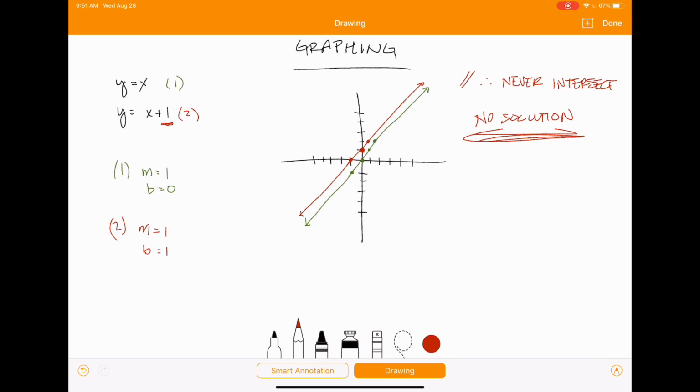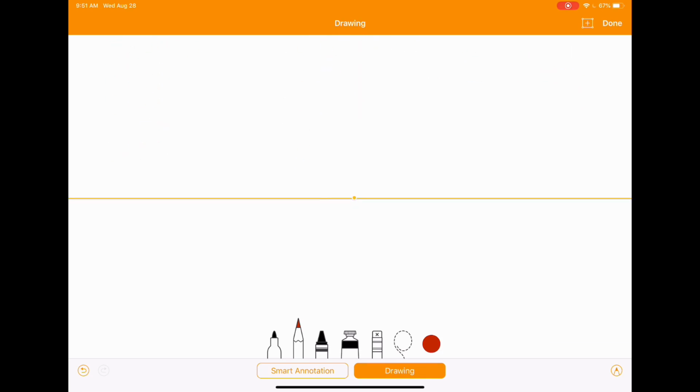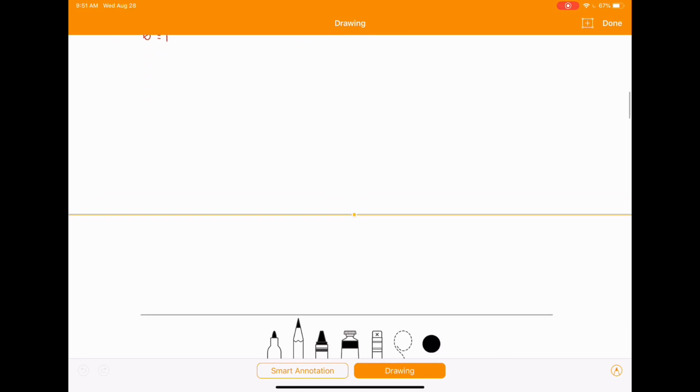Now, a way you can identify that without graphing is by just looking at their slopes here. If your slopes equal each other, they're going to be parallel lines and they will never ever intersect. And so therefore, you will have no solution to your system of equations. All right. So let's go ahead now and take a look at another example.